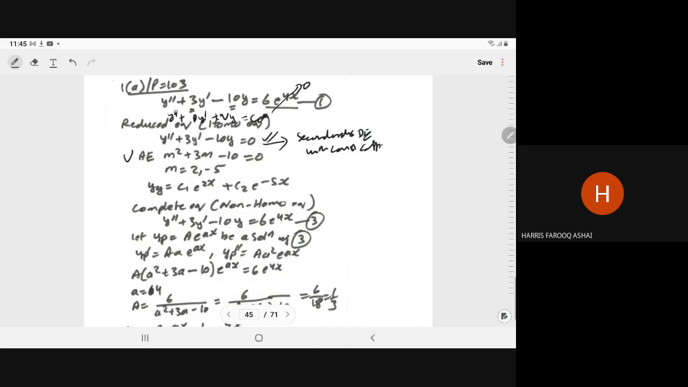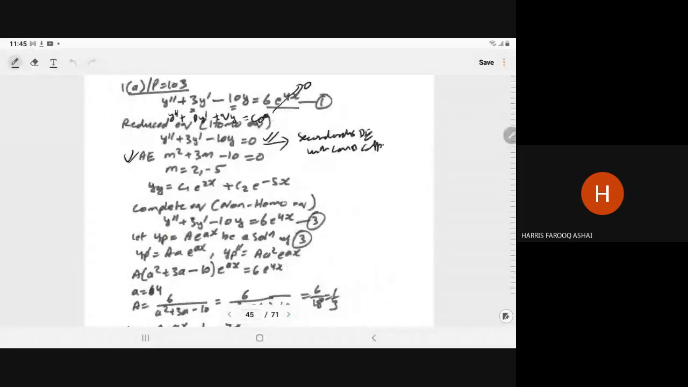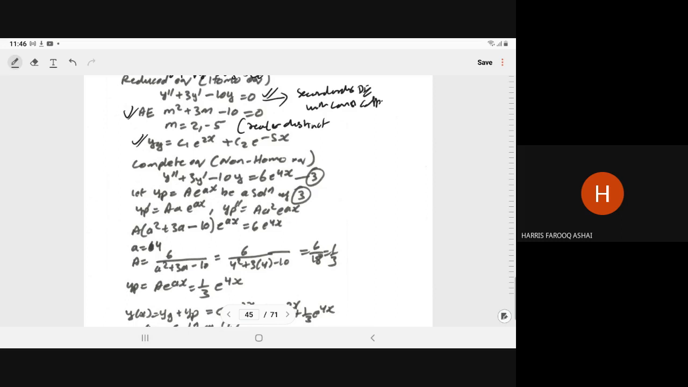So the auxiliary equation will come m square plus 3m minus 10 is equal to 0. So m is equal to what? If you take the roots, it will come 2 and minus 5. So 2 and minus 5 means real and distinct. In that case, the general solution yg will come c1 e to power 2x plus c2 e to power minus 5x. Now we have to find the particular solution.